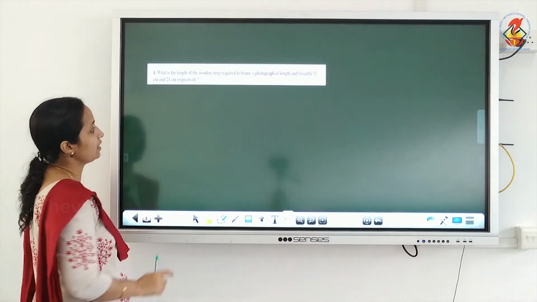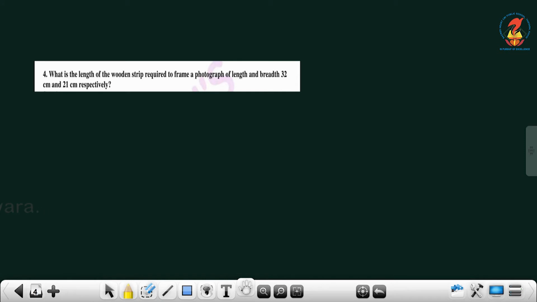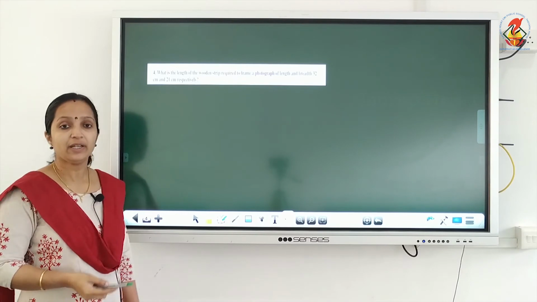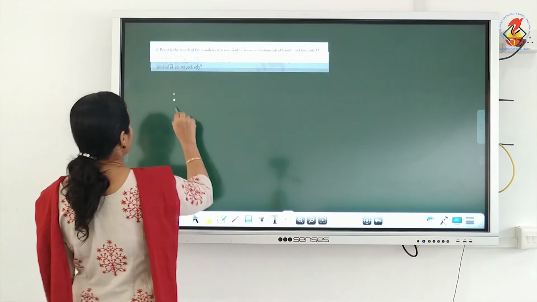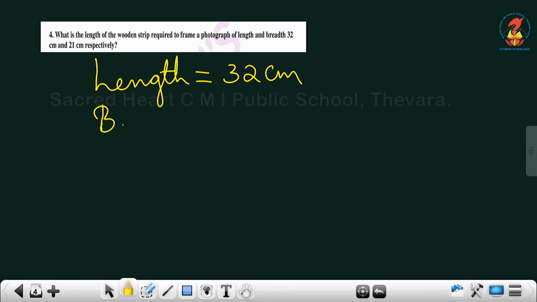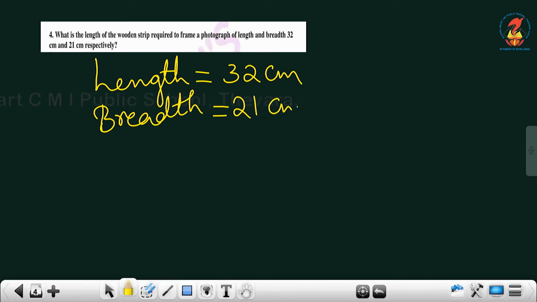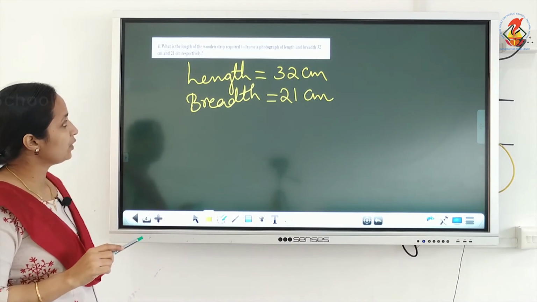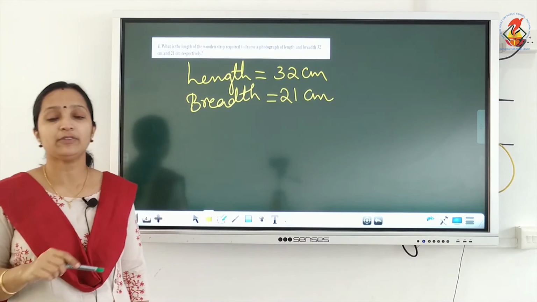Now move to the next question. What is the length of the wooden strip required to frame a photograph of length and breadth 32 centimeter and 21 centimeter respectively? Length of the photograph is given, breadth of the photograph is given. So what is given in the question? Length is equal to 32 centimeter. Breadth is equal to 21 centimeter. We have to find the length of the wooden strip required to frame the photograph.